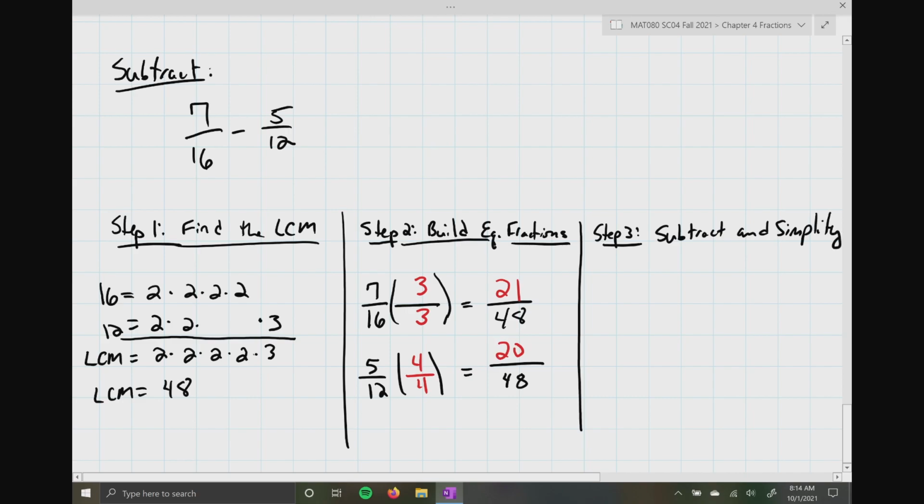All right. Here's our last step. We're going to subtract and simplify. So 21 over 48 minus 20 over 48 equals 1 over 48. And 1 is in its simplest form already, so I don't have to simplify anything.